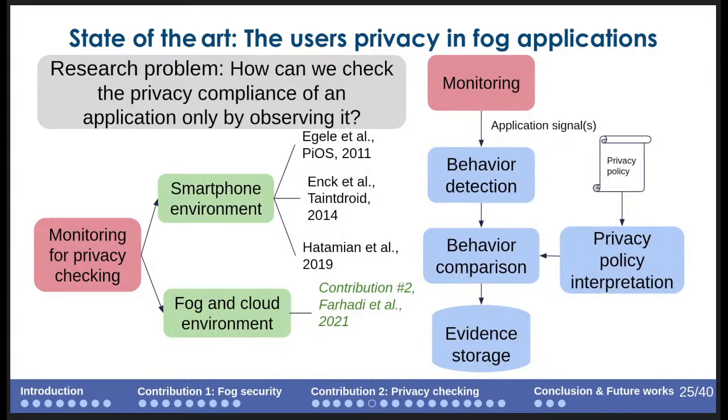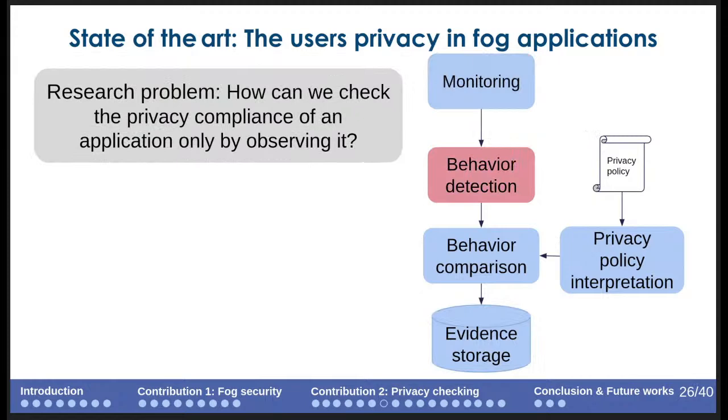And moreover, as I mentioned earlier, we are interested in being as non-intrusive as possible. We want to just observe the behavior of the application and not access the personal information or go to the code of the applications. And on the behavior detection part, in the proof of concept, we assume that our application signal is network traffic.